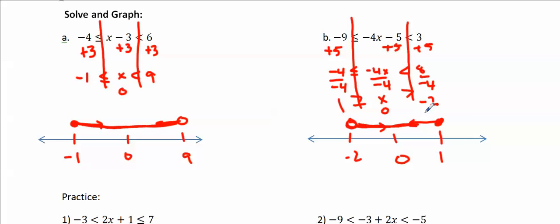So it only can go as far as the other point because it's an and inequality. Both conditions have to be met. Okay, so my solution is a very limited set between negative 2 and 1. Just like my solution was a very limited set over here between negative 1 and 9.